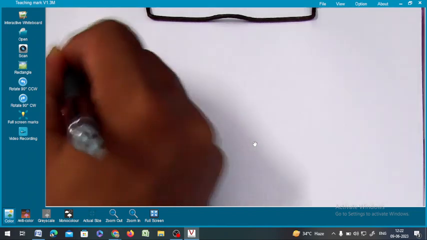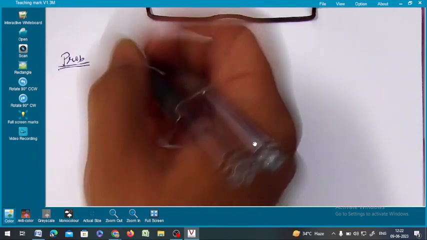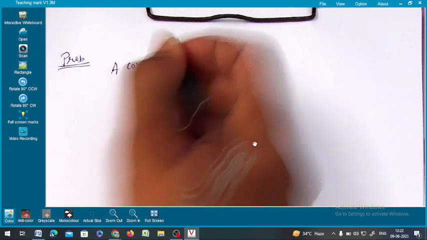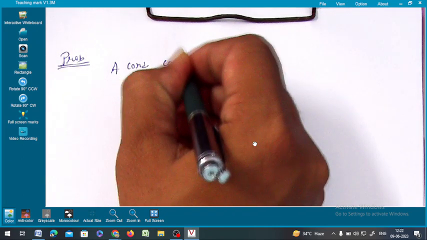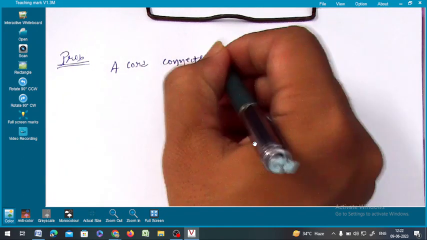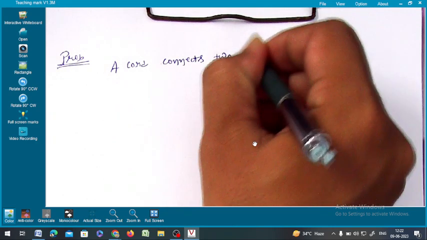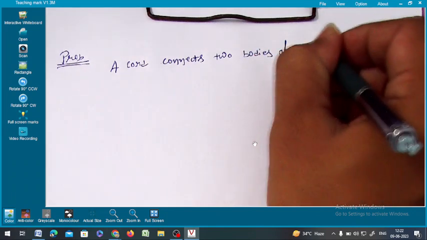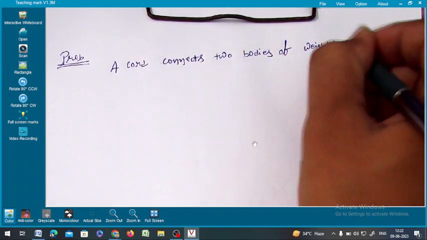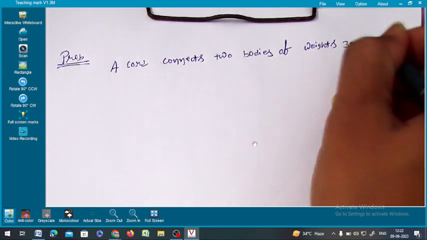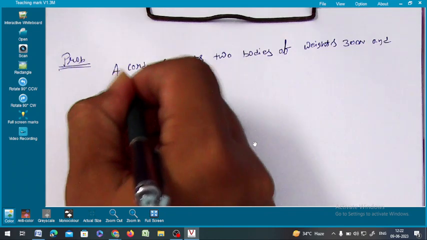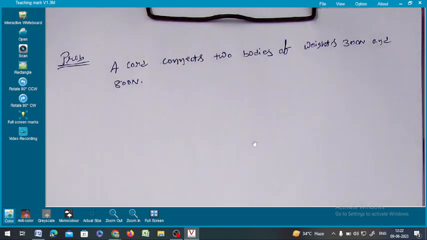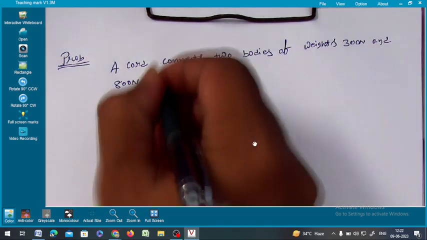So let us do one more problem on friction, which involves two bodies on an inclined plane. Clear? So please write down. A cord connects the two bodies of weights 300 and 800 Newton.